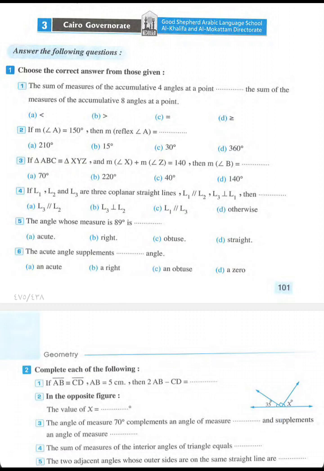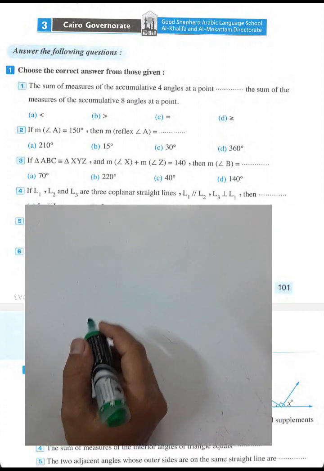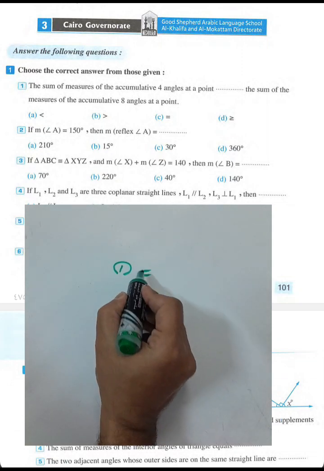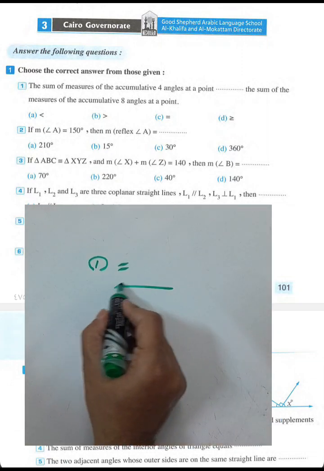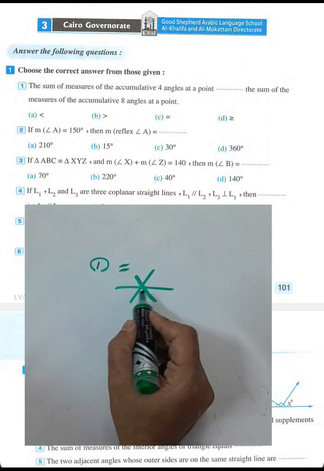Number one, the sum of measures of the adjacent four angles at the point, and the sum of measures of the adjacent eight angles, will be equal to 360 degrees, because the sum of measures of adjacent angles at a point is 360 degrees. Then the result here will be equal to, number one, equal to, because all the straight lines bisect in one point.